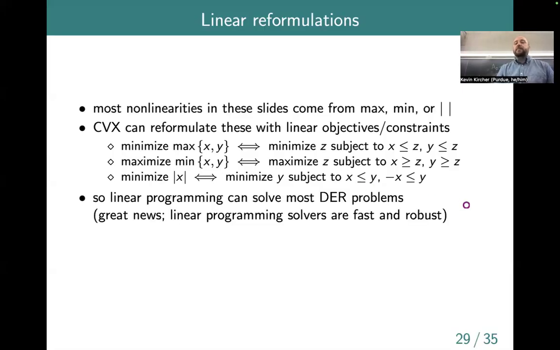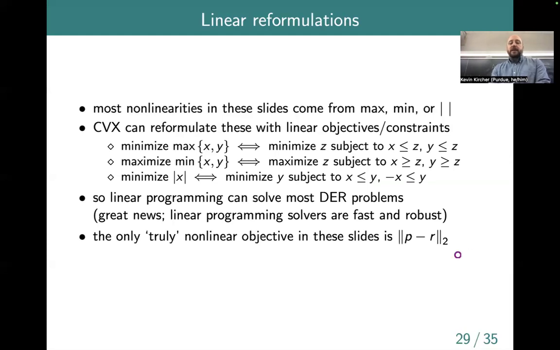All right, so the take-home message from this is that most of the interesting DER problems that we want to solve can actually be formulated, with some modeling gymnastics, as linear programs. And that is fantastic news because linear programs are among the fastest optimization problems to solve. There are very mature, robust solvers that we can use. So you're basically guaranteed a good solution, usually in pretty fast time.